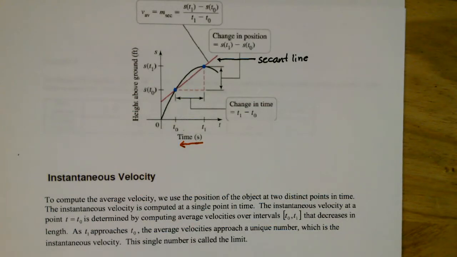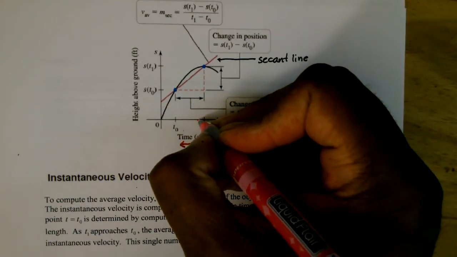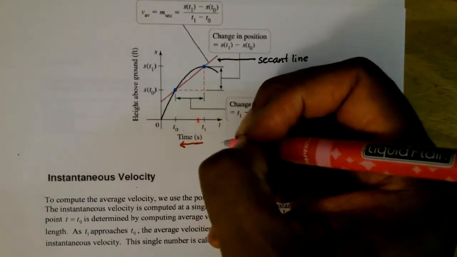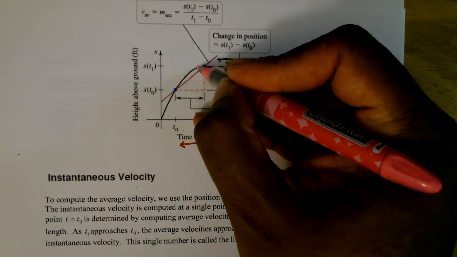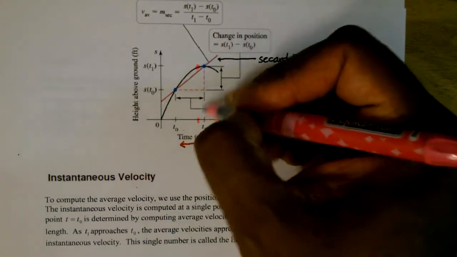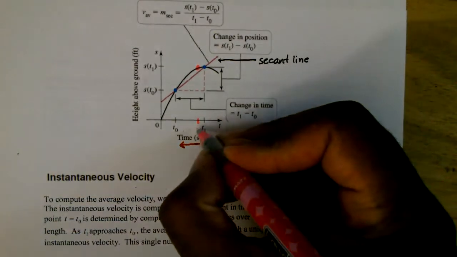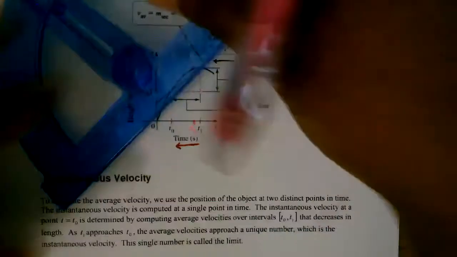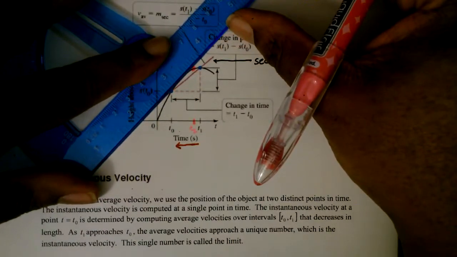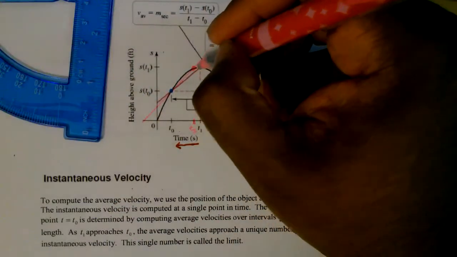Now, let's say I have a point right here to the left of T1. Okay, so that means that the point here would be the value of S of T sub, let's say T sub 2 on the curve. And if I go from that point to, let's say T sub 0, that would be another secant line.